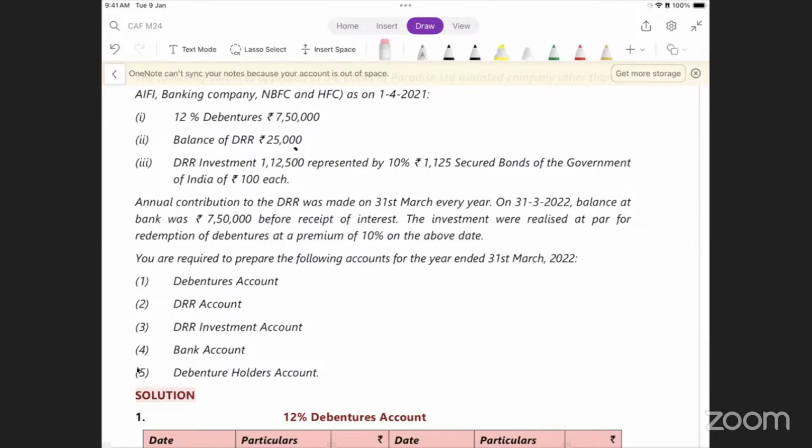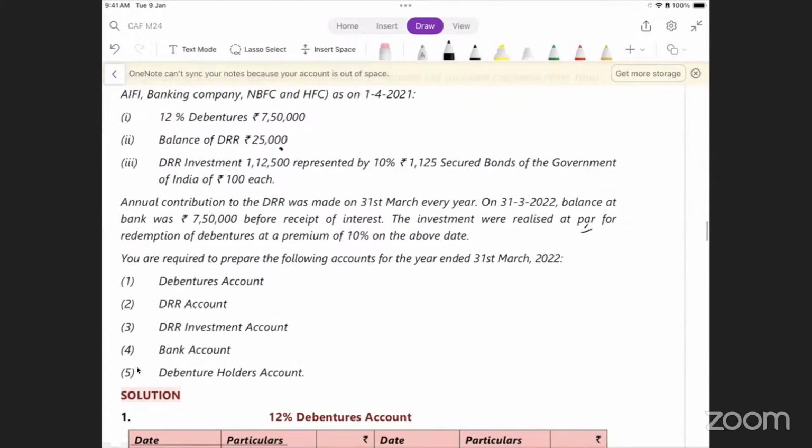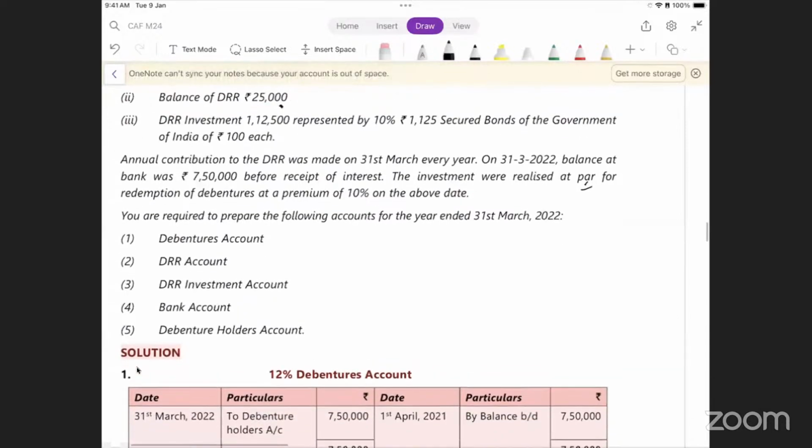Receive that money. The investment will realize at par for redemption of debentures at a premium of 10%. So we made investments at par, face value has come, and the debentures are redeemed. The redemption of debentures at a premium of 10%. So I have made the redemption on 31st March at 10% premium. You are required to prepare the following accounts for the year ended 31st March 22.